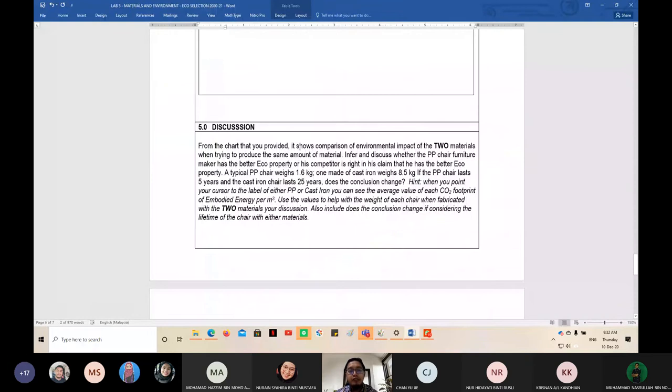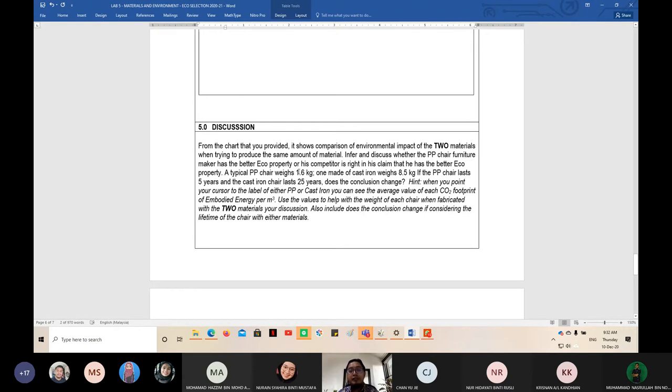From the chart you provided, it shows a comparison of the impact of the two materials when trying to produce the same amount of material. You need to generate 1 kilogram. It's the same. Okay. Infer and discuss, meaning that I want you to theorize whether PP has better eco properties or its competitor, the one that you use there, the cast iron, has better eco properties.